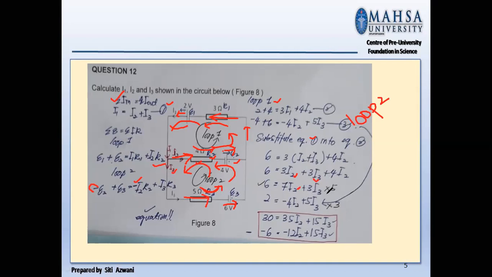Next, you need to solve for the unknown values of your currents by using simultaneous equations. Here in my working, I multiply by 5 here and by 3 here, so that I have the same value for I3. So I can cancel the I3 here. Next, I will calculate I2.